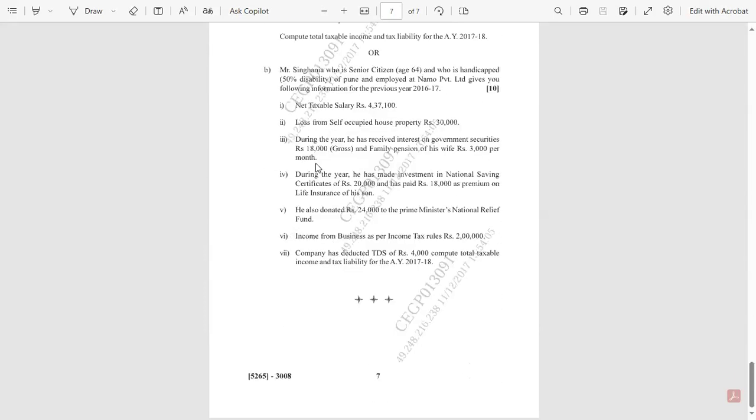So this is a business and profession question of another paper. So we solved two papers, 2013 pattern and 2016 pattern. I explained the numericals of business and profession. Now 10 minutes to go. So if any doubt, please ask me. No doubts. So let me just show you.